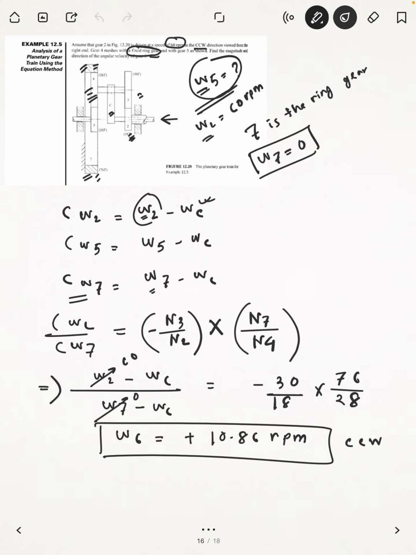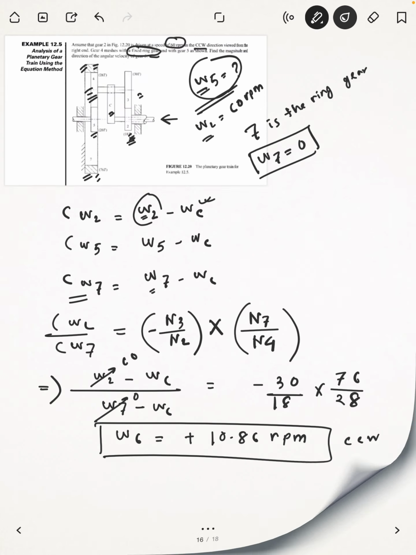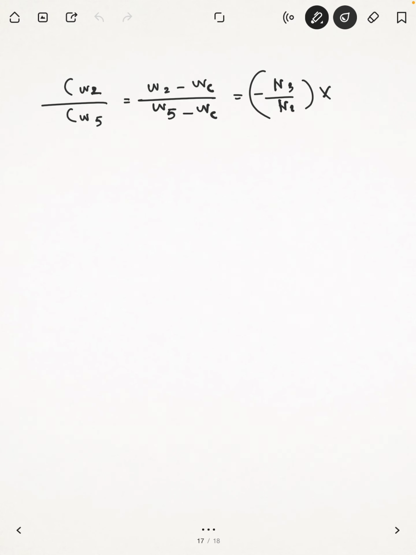C omega 2 divided by C omega 5. That is basically (omega 2 minus omega C) divided by (omega 5 minus omega C). And how are the gears meshing? They're going from 2 to 5. So 2 is meshing with 3, so you have to write N3 by N2. There will be a negative sign, for the same reason. And then 4 is meshing with gear number 5. There will also be a negative sign, for the same reason.